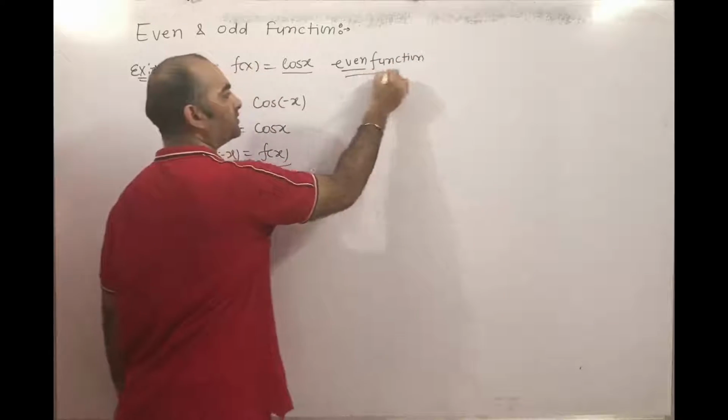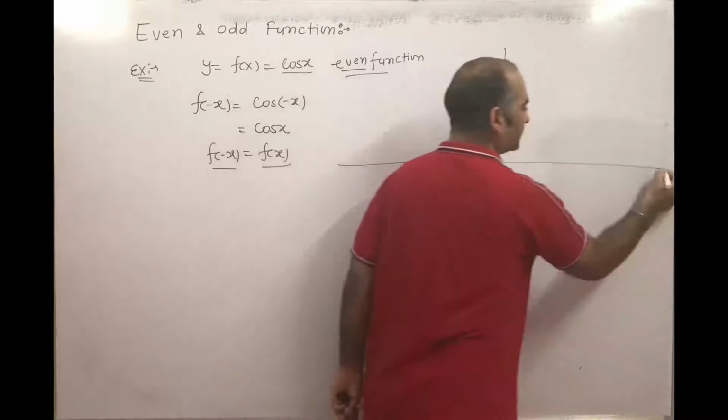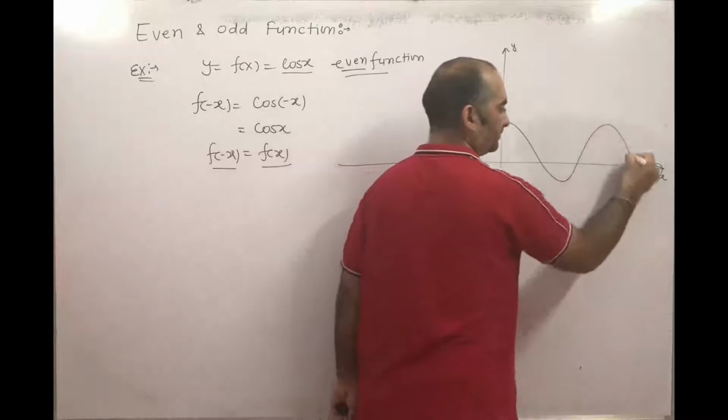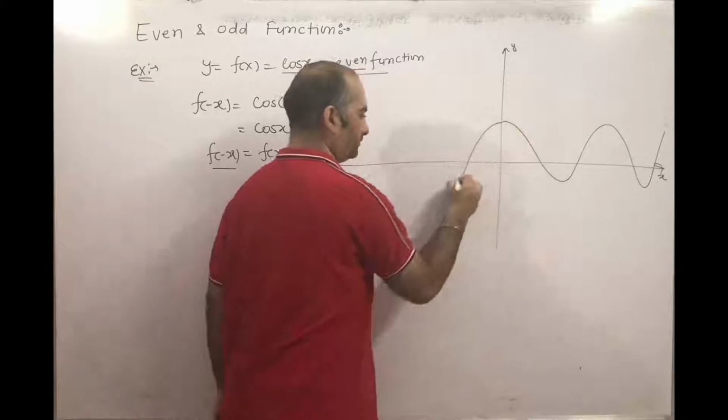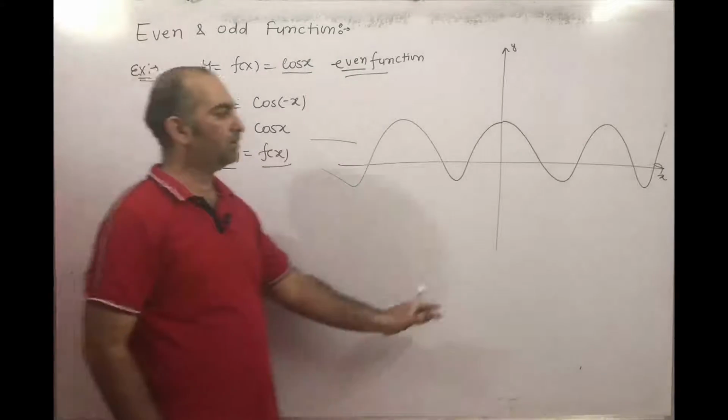And if you check the graph also, the graph will be symmetric about the y axis. This is the y axis, this is the x axis, so this type of graph will come. It will continue like that, symmetric about the y axis.